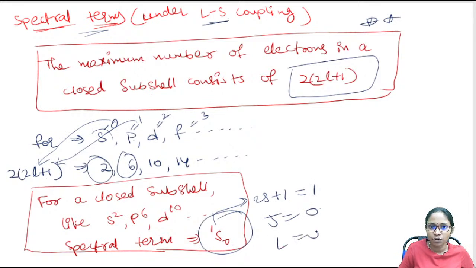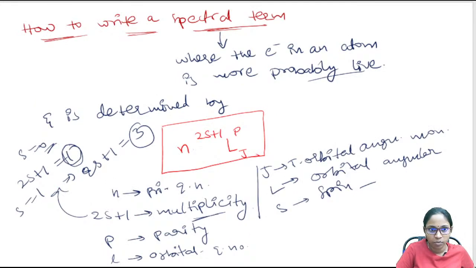And L value is also equal to 0 in this case. So for a closed subshell, that is s^2, p^6, d^10, and f^14, and so on, the spectral term will be 1S0. It is very important. This might be asked in your examination also, for CSIR JRF, NET examinations. Okay, right. This is about the determination of the spectral term.